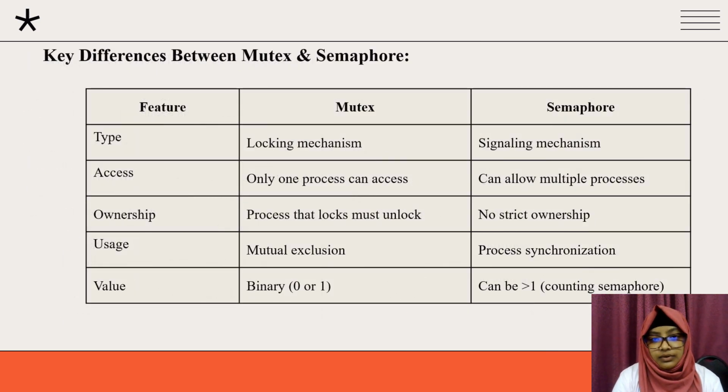Key differences between mutex and semaphore. Mutex: locking mechanism, only one process can access, the process that locks must unlock, mutual exclusion. Semaphore: signaling mechanism, can allow multiple processes, binary or counting, no strict ownership.